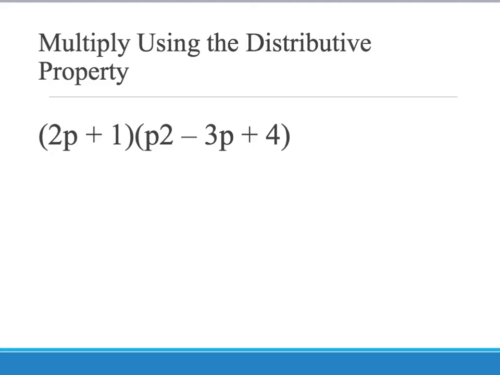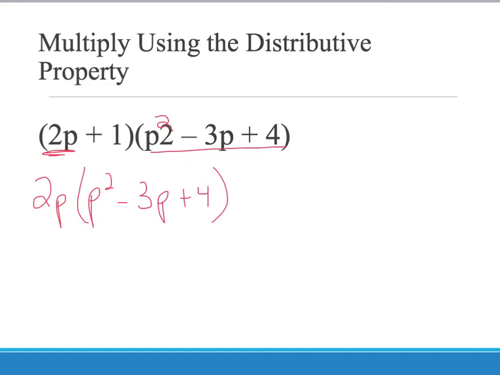Okay, so here was kind of what I was trying to show you guys in the last one, where I have a binomial times a trinomial. Okay, this is p squared. So I take my first term, 2p, and I multiply it by the second, p squared minus 3p plus 4. Okay, take the second term in the first, positive 1, so it's plus, times the second, p squared minus 3p plus 4.